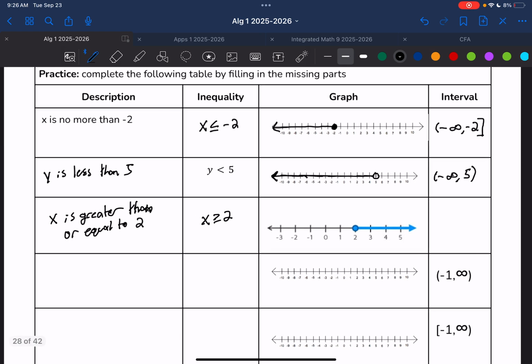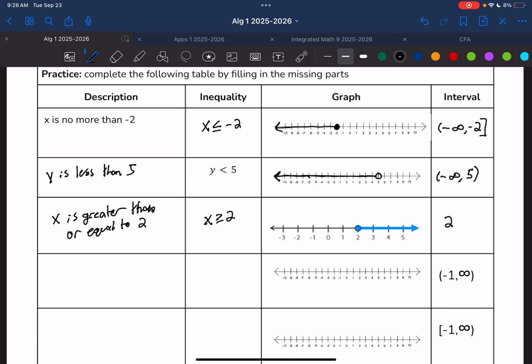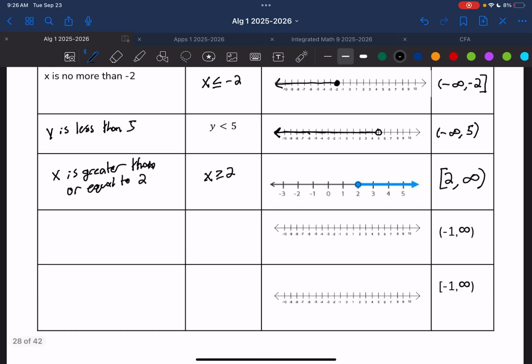And so here, what's the smallest number in our set? Well, it is 2. Is it included? Yes, it is, so we're going to use a bracket. It's going to go on to positive infinity, because it's going to go forever to the right. And infinity always gets a parenthesis.